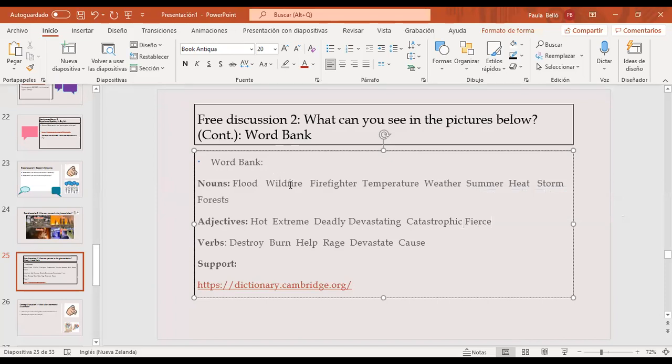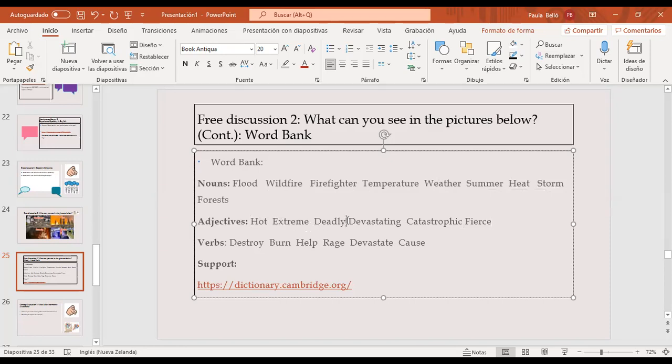wildfire, because these fires occur in nature, in the wilderness. Sí, son fuegos que ocurren en la selva, o sea, en bosques o en lugares selváticos salvajes, ¿no? Firefighter, temperature, weather, summer, heat, yes. Adjectives, hot. So heat is the noun and hot is the adjective. Entonces, este es el calor y este es caliente. All right. For you to bear in mind.